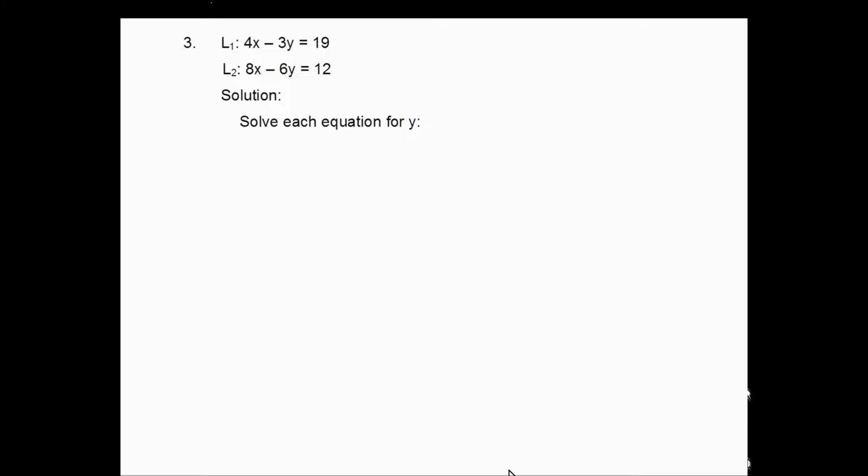Number 3. My L1 is 4x minus 3y equals 19. My L2 is 8x minus 6y equals 12. Okay, I'm back to solving for y. So solve each equation for y.